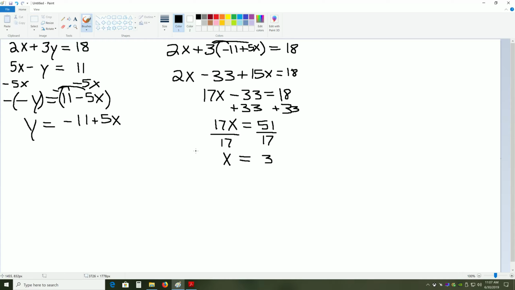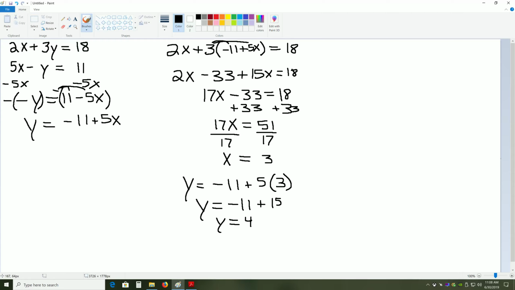Once we get this value for x, we can plug it into the equation that we solved for when we got y alone. That gives us y equals negative 11 plus 5 times x, which we said is 3. So y equals negative 11 plus 15, or y equals 4. So the two values that solve both of the original equations are 3 for x and 4 for y, which we could do a quick check plugging them in to prove that.